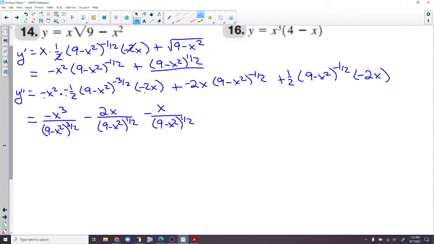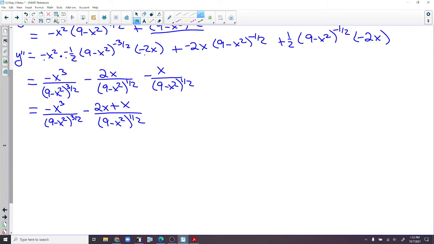Now, two of these denominators are exactly the same. So minus, we could go, what should we do? If we go minus 2x, is it going to be plus x over 9 minus x squared to the 1/2, right? Because we'd run the negative through, then they'd both be negative. Everybody catch that? And there's, no? Yeah, aren't those both negative? So if I put a negative here, that one has to be positive. Yeah, okay.